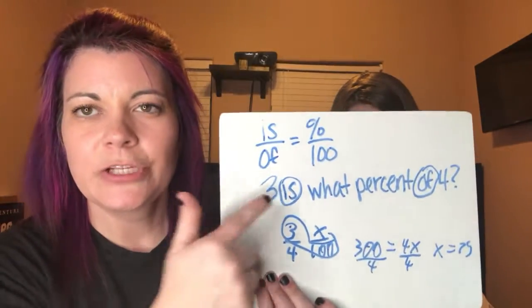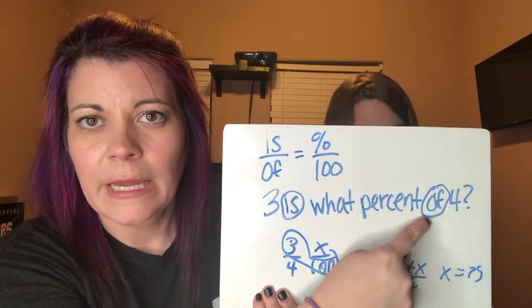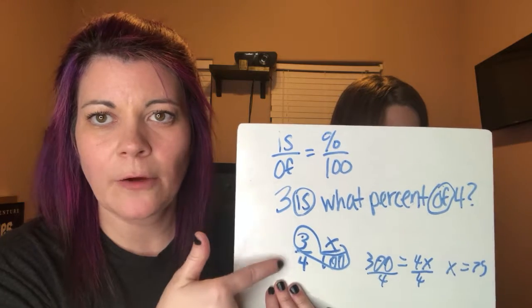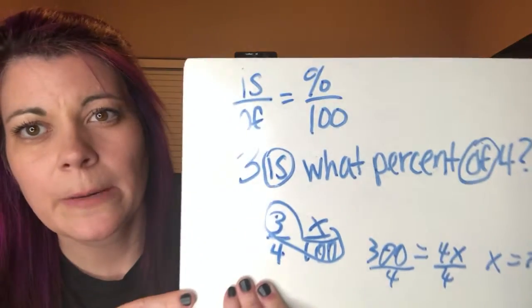X. Yep. X over 100. And if you do the butterfly method, we have 300 equals 4x. And if you divide them both by 4, you get 75, which x equals 75. Very good. So I'm going to walk you through what she did. So she diagrammed her sentence and circled the word is and of, and saw that 3 is closer to is and of is closer to 4. So is over of, 3 over 4 equals percent over 100, and percent is what we're missing.